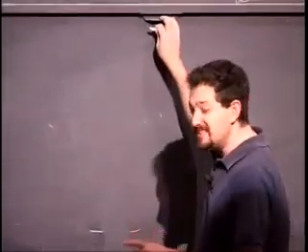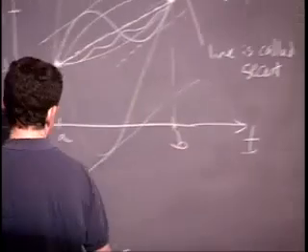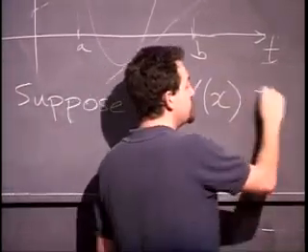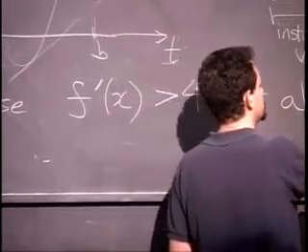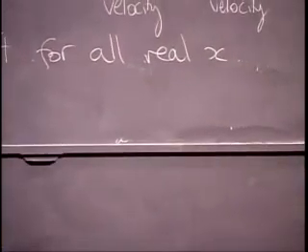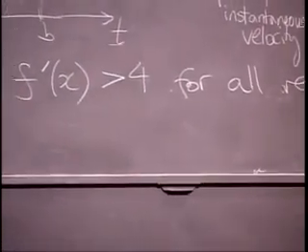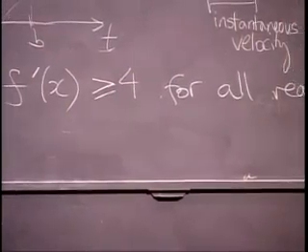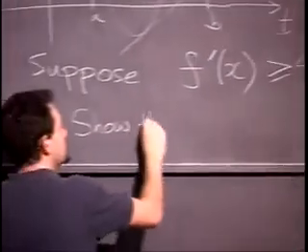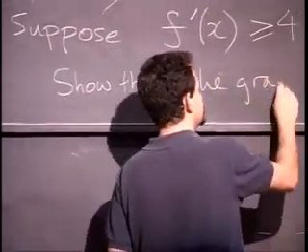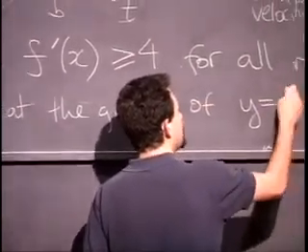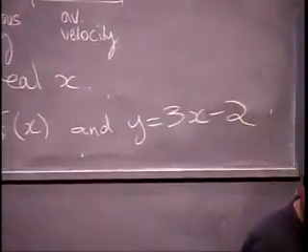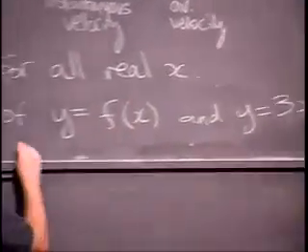And it's actually more or less the same example that we just did, but stated in a different way. Suppose that f prime of x is greater than 4 for all x. Okay, I've got some function whose derivative is at least 4. In fact, what the hey, I'll make it greater than or equal to 4. Show that the graphs of y equals f of x and y equals 3x minus 2, is it minus or is it plus? It doesn't really matter, but yes. So that the graphs intersect at most once.